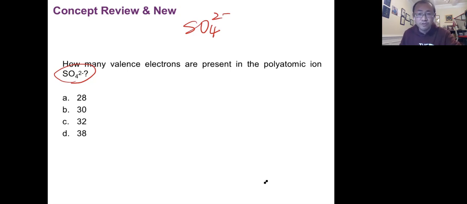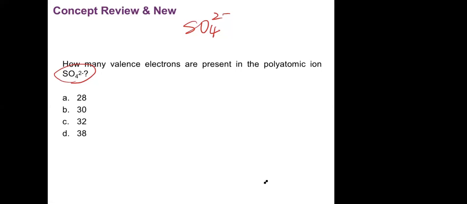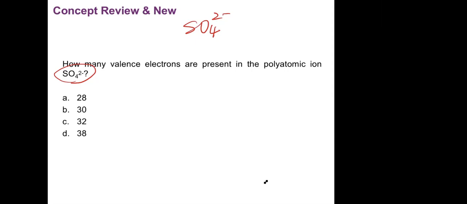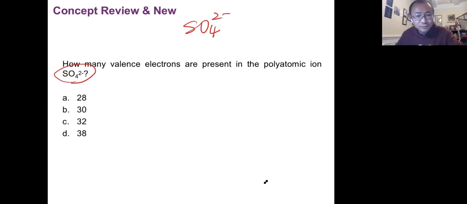Of course, drawing the Lewis structure, the first step is to count the total number of valence electrons. Anybody can tell me how many total valence electrons are in SO4 2 minus? 30. 30? Anybody agrees or disagrees? I agree. You agree? 30? Anybody else agrees? Unfortunately, 30 is not the correct answer.